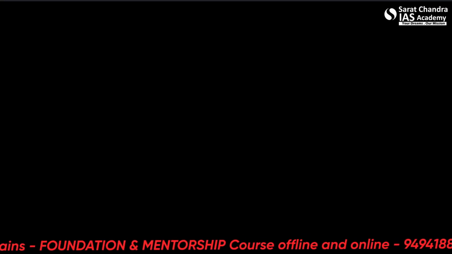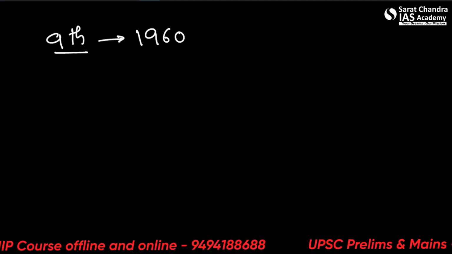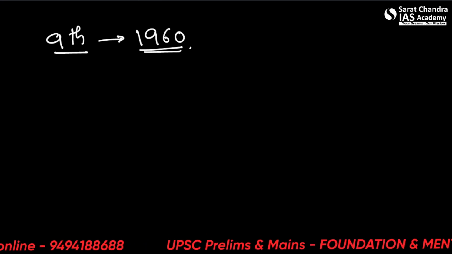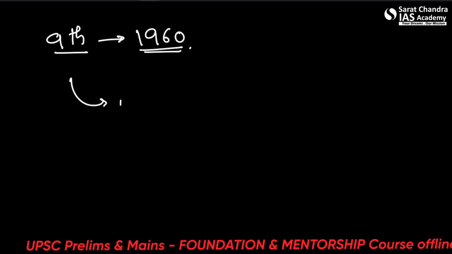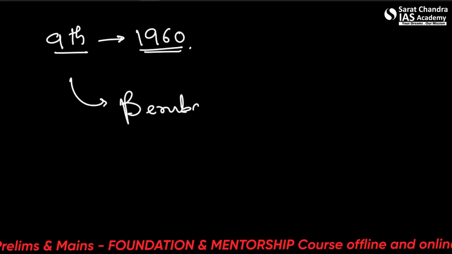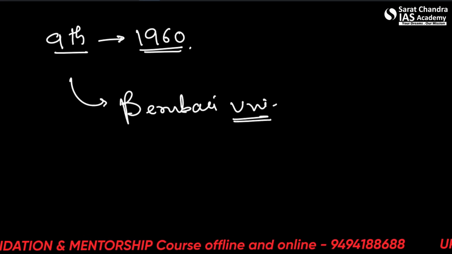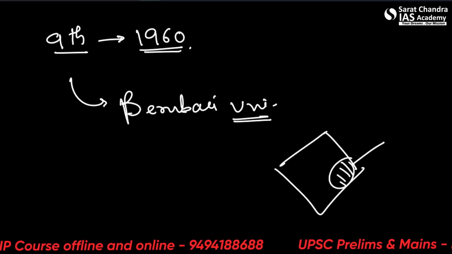Let's move on to the 9th Amendment Act. This came in 1960. So after the Nehru-Noon Agreement was signed between India and Pakistan to divide the territory of the Berubari Union, the government of West Bengal opposed it.